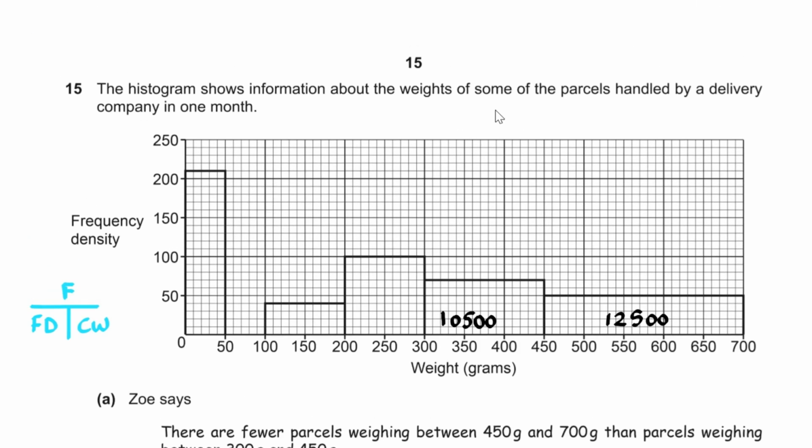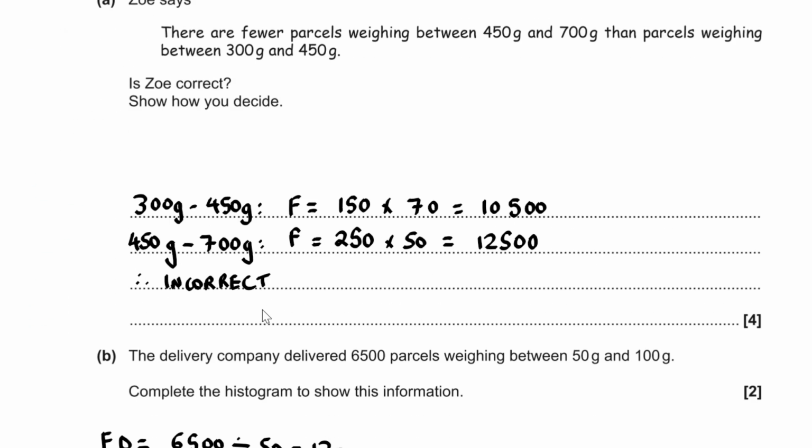So if we do that, so 130, that's over here, then drawing a line across, as we see here, here is our completed frequency density, and well, here's our completed bar.